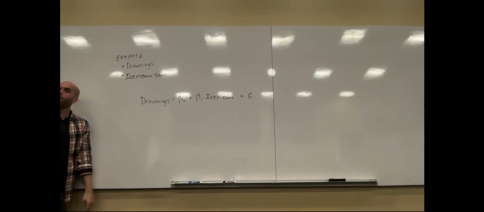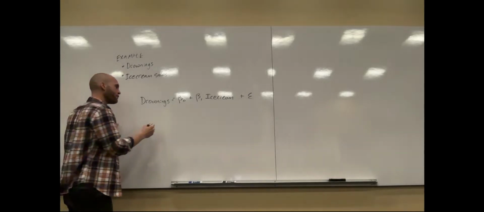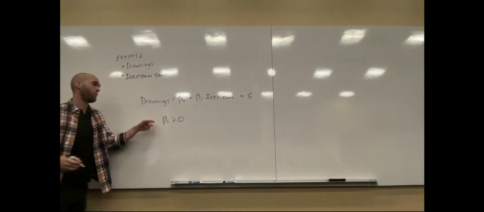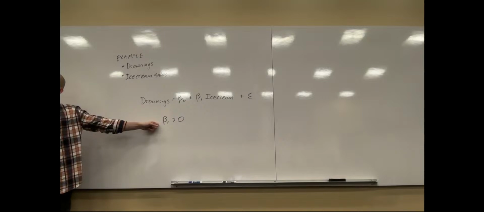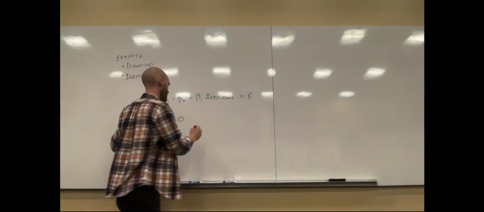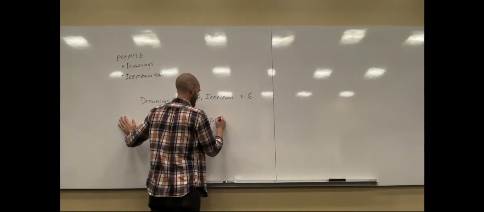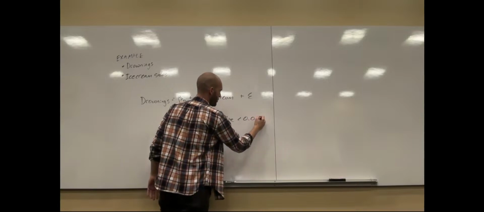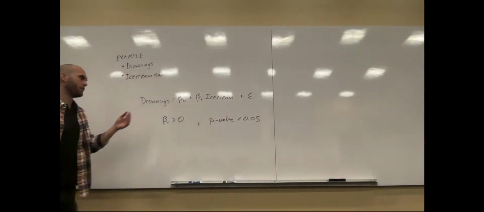And when I ran this regression, I got a positive coefficient on beta 1. So beta 1 was positive. And I got a very small p-value. So my p-value was less than 0.05, so very small.